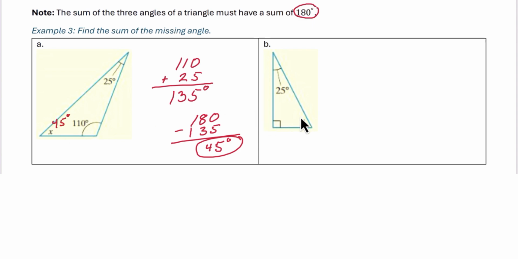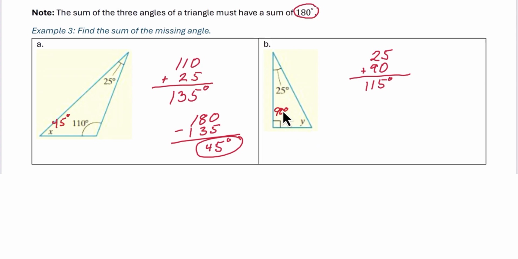In this example, notice we're given 25 degrees. We know that this is a right angle. We're not told the measure, but we know right angles have a measure of 90 degrees. We're looking for angle y. Let's first add up what we know. 25 plus 90 is 115 degrees.